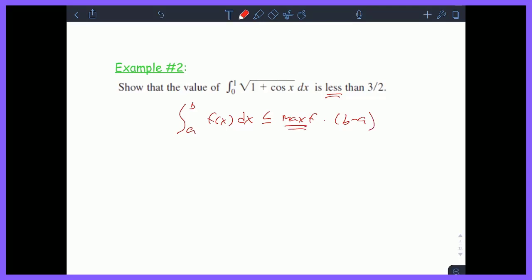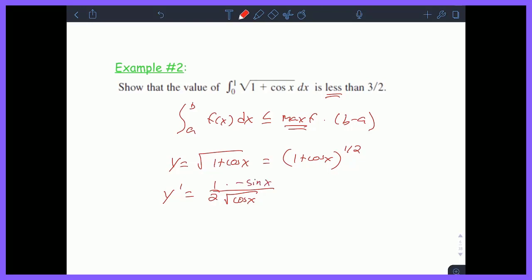So once I find the maximum of this curve on the interval 0 to 1, I just multiply it by 1 minus 0. So this shouldn't be too bad. So if the original curve is the square root of 1 plus cosine x, and I want to find the maximum value, I simply find the derivative. This is just 1 plus cosine x to the 1/2. So the derivative is equal to 1/2, let's just do square root of cosine x, times negative sine x for the derivative of the inside. You have to chain that. So this is the derivative.